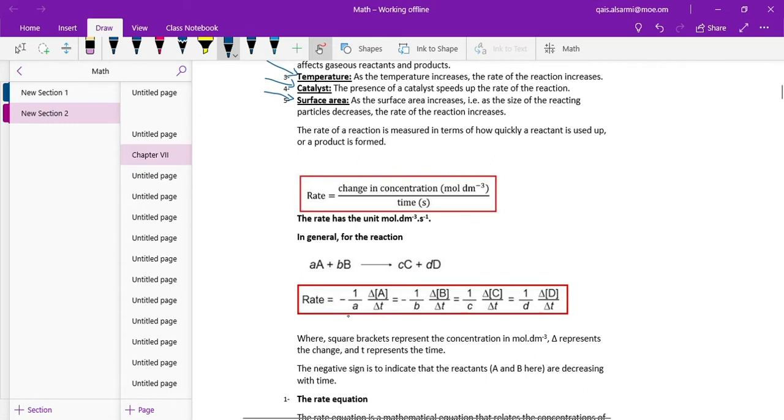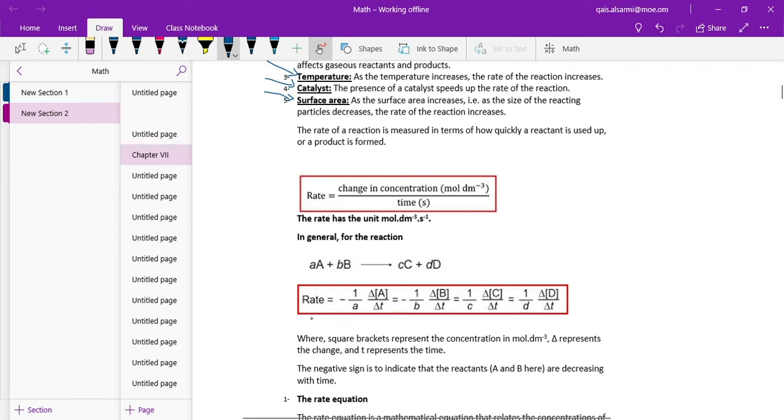Now, why are we using minus? Reactants decrease with time. The amounts of reactants decrease with time. So therefore, the variation will be negative. Let's say you're starting with 1 mole of A. After a certain time, let's say 5 minutes, you're going to have 0.8 moles of A. So therefore, if you do the variation, the change, it's going to be negative.